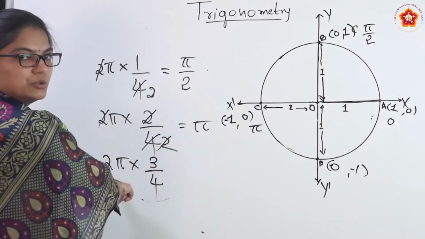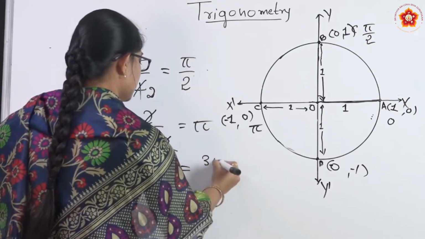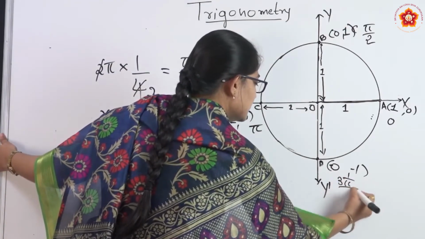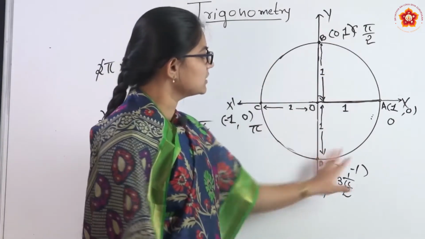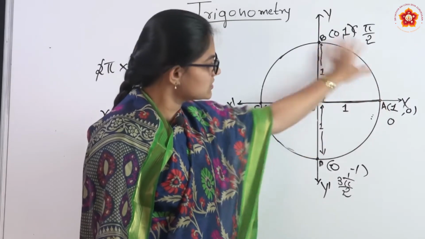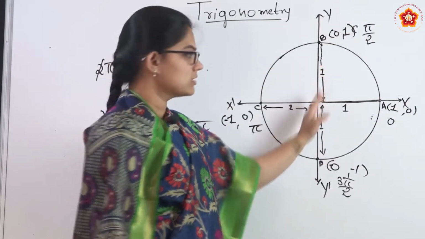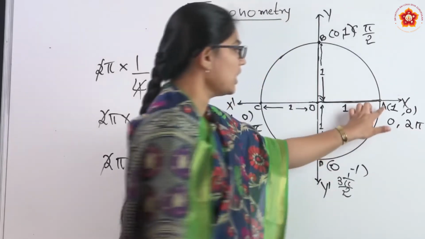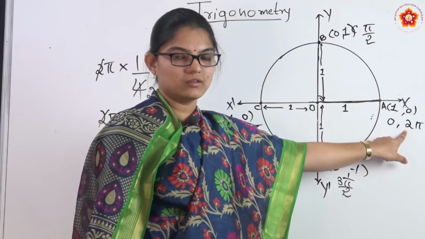That is 2 pi into 3/4, so that is 3 pi by 2, correct? So here you can consider the angle 3 pi by 2. Next, after one complete revolution it reaches the same position A, correct? It reaches the same position, but it completed one complete revolution. So we can say here the angle will be 2 pi. So at A you can consider the angle 0 as well as 2 pi, correct?